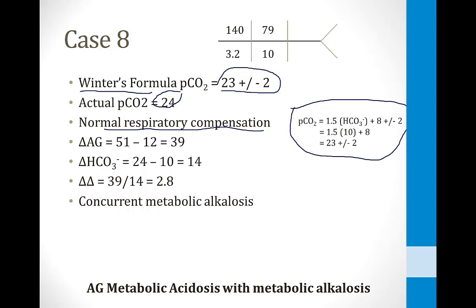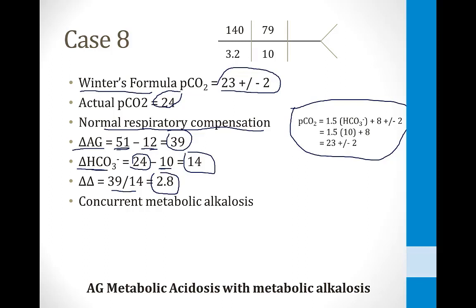Now this is an anion gap metabolic acidosis, so anytime you have an anion gap metabolic acidosis, you need to rule out that you don't have a second metabolic acid-base problem, and you do that using the delta-delta ratio. So the delta anion gap for this patient is the patient's anion gap of 51 minus a normal gap of 12, and that's 39. The delta bicarb for this patient is a normal bicarb of 24 minus the patient's bicarb of 10, and that's 14. So the delta-delta ratio is 39 over 14, which is 2.8, and that is high.